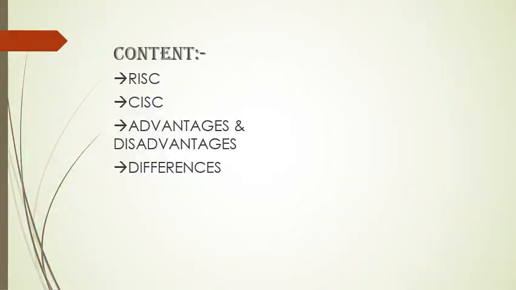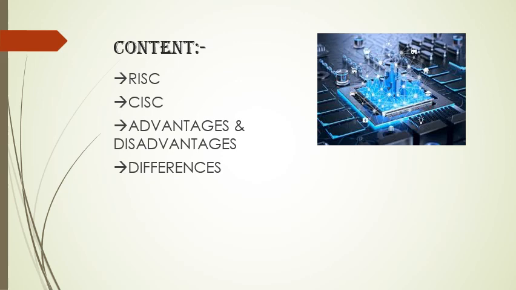Before going to study the contents of today's session, let me give a few examples of embedded systems in today's scenario. Embedded systems are used in a wide range of technologies across an array of industries. Some examples include automobiles, mobile phones, industrial machines, and medical equipment. In today's session, we are going to study the following contents: RISC, CISC, the advantages and disadvantages of RISC and CISC, and also the difference between RISC and CISC.